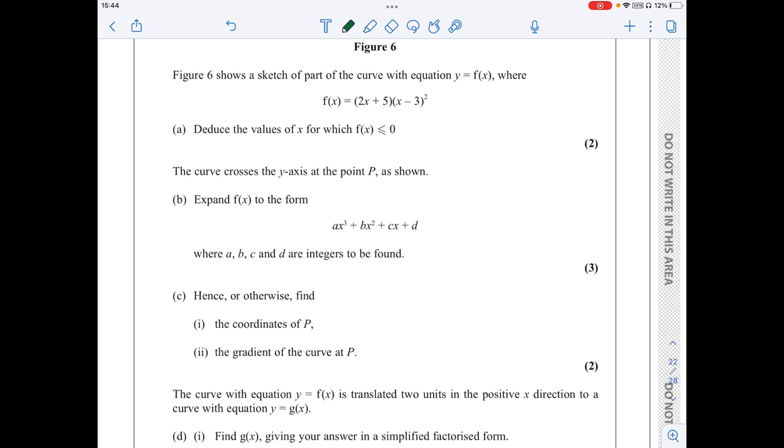The curve crosses the y-axis at a point P as shown. Expand f of x in this form.